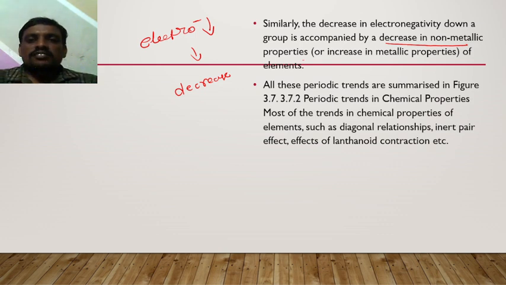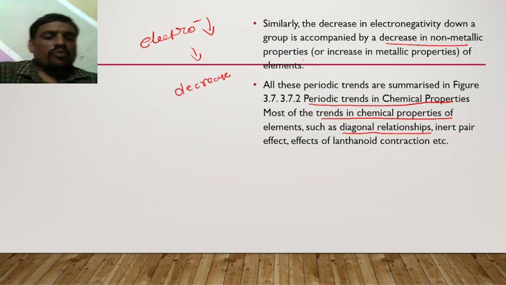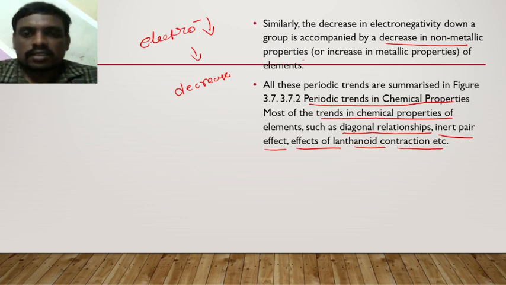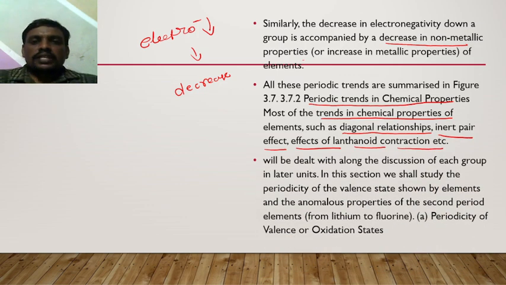All these periodic trends are summarized in figure 3.7, periodic trends in chemical properties. Most of the trends in chemical properties of elements, such as the diagonal relationship, the inert pair effect, and the effects of lanthanoid contraction, will be dealt with along with the discussion of each group in later units. In this section, we shall study periodicity.